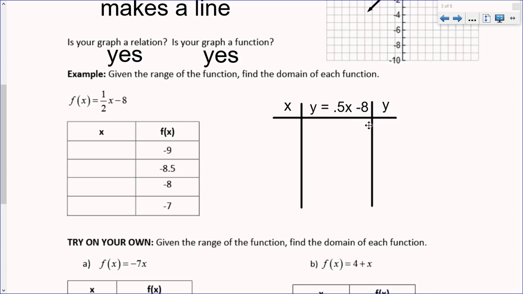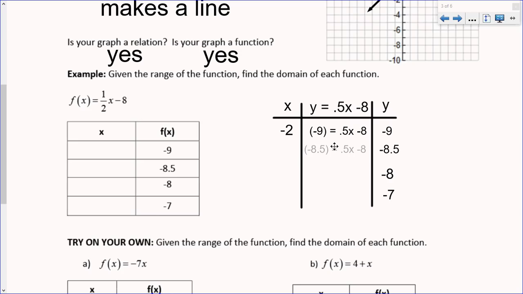Okay, this one's really nice and easy to switch. So now I'm going to go ahead and plug and check. Here are my y values: -9, -8.5, -8, and -7. I'm going to plug it in for the y right here. So it's -9 equals 0.5x minus 8. I need to solve for x. So I would add 8 to both sides. I get -1. Divide by 0.5. It actually comes out to be -2.